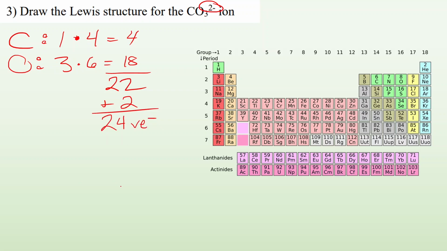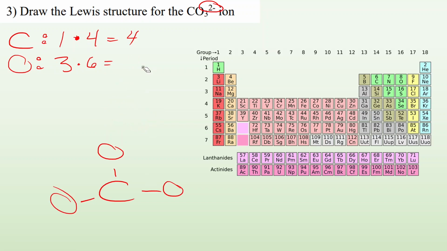So I put carbon in the middle, and I make a single bond with each of those oxygens. And then the next step is to complete the octet. Sorry, I'm just making room for myself. So there's 24 valence electrons. So finish the octet around all of the other non-central atoms. And when I do this, I've now placed all 24 electrons.